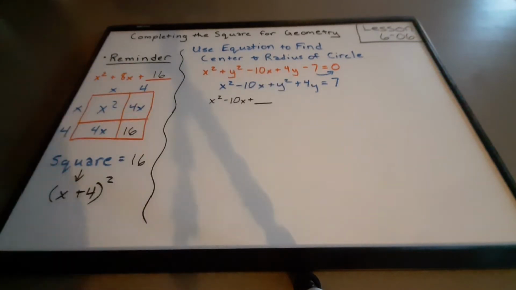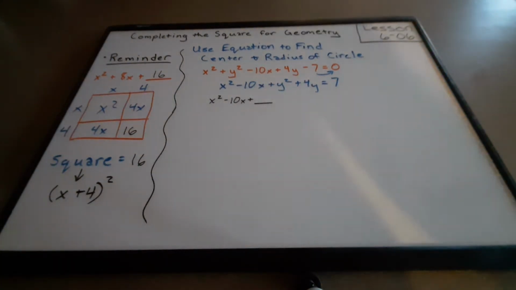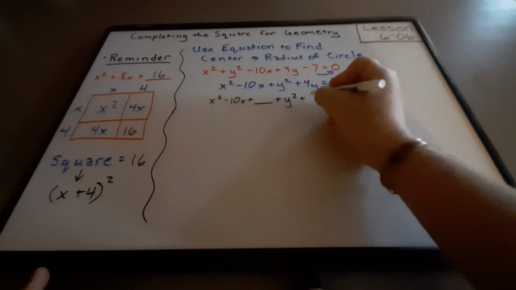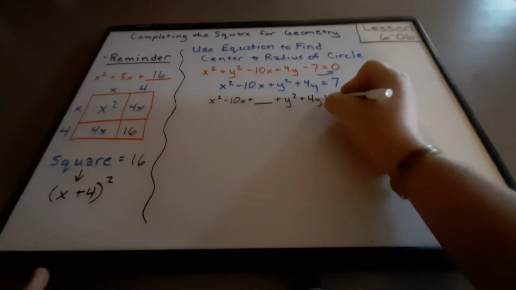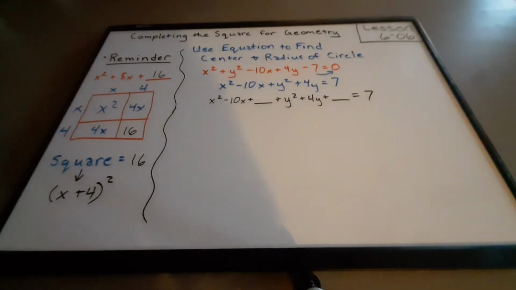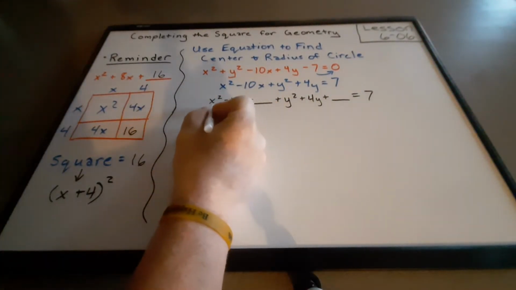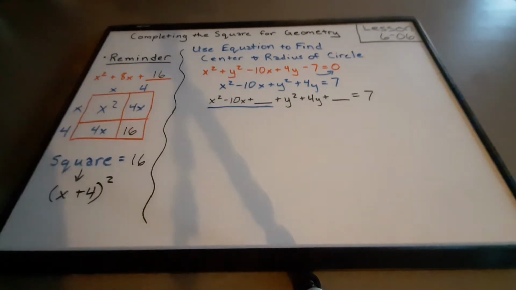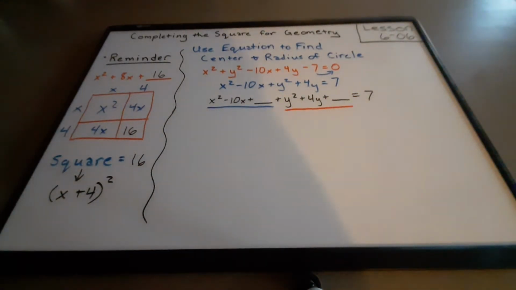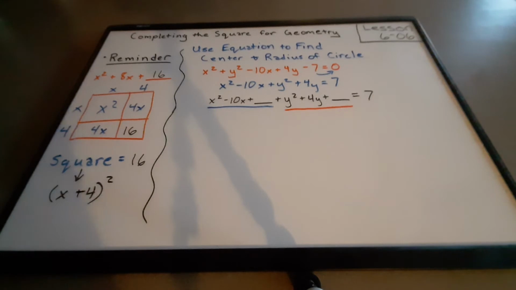And this is where completing the square becomes important. If you notice, we have two situations that look similar to our problem on the left. We have a y version and an x version. So if we use our box method, we should be able to figure out what goes in that square.